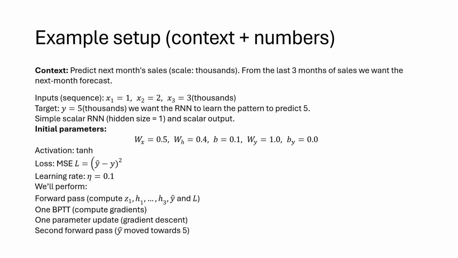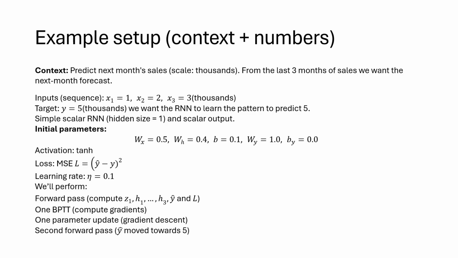The context is that we want to predict the next month's sales in thousands from the last 3 months, so we want to predict the next month's forecast. The input we have is 1, 2, 3 thousands. The target is 5. So we want the recurrent neural network to learn the pattern to predict 5. It's a simple scalar RNN with one hidden size and scalar output. We're going to visualize this later on.